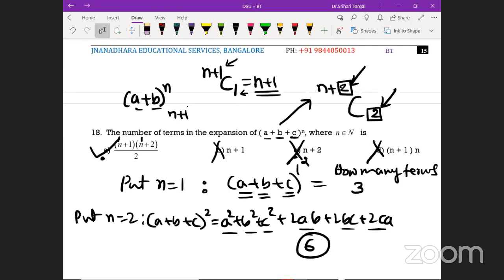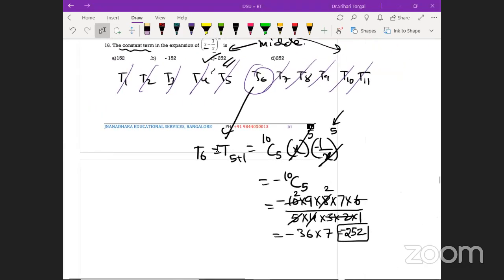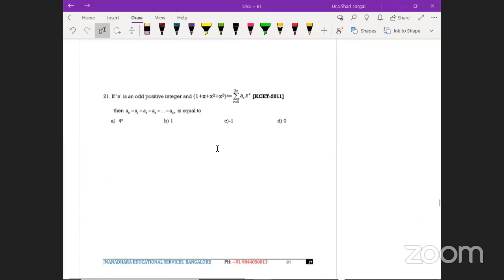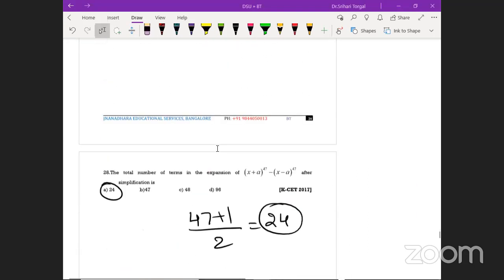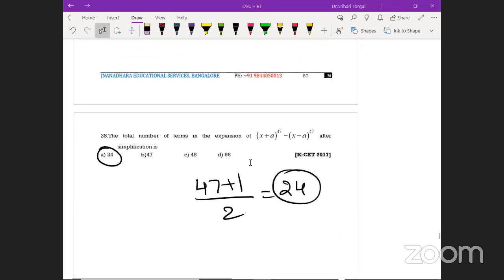Yes, Pallavi, you can raise your hand. I can unmute you. Sir, that last problem, sir, x minus a whole power 47 and minus x plus a whole power 47. Sir, that this problem. Tell me. So there is a minus in between, no, sir? Yeah. What happened?